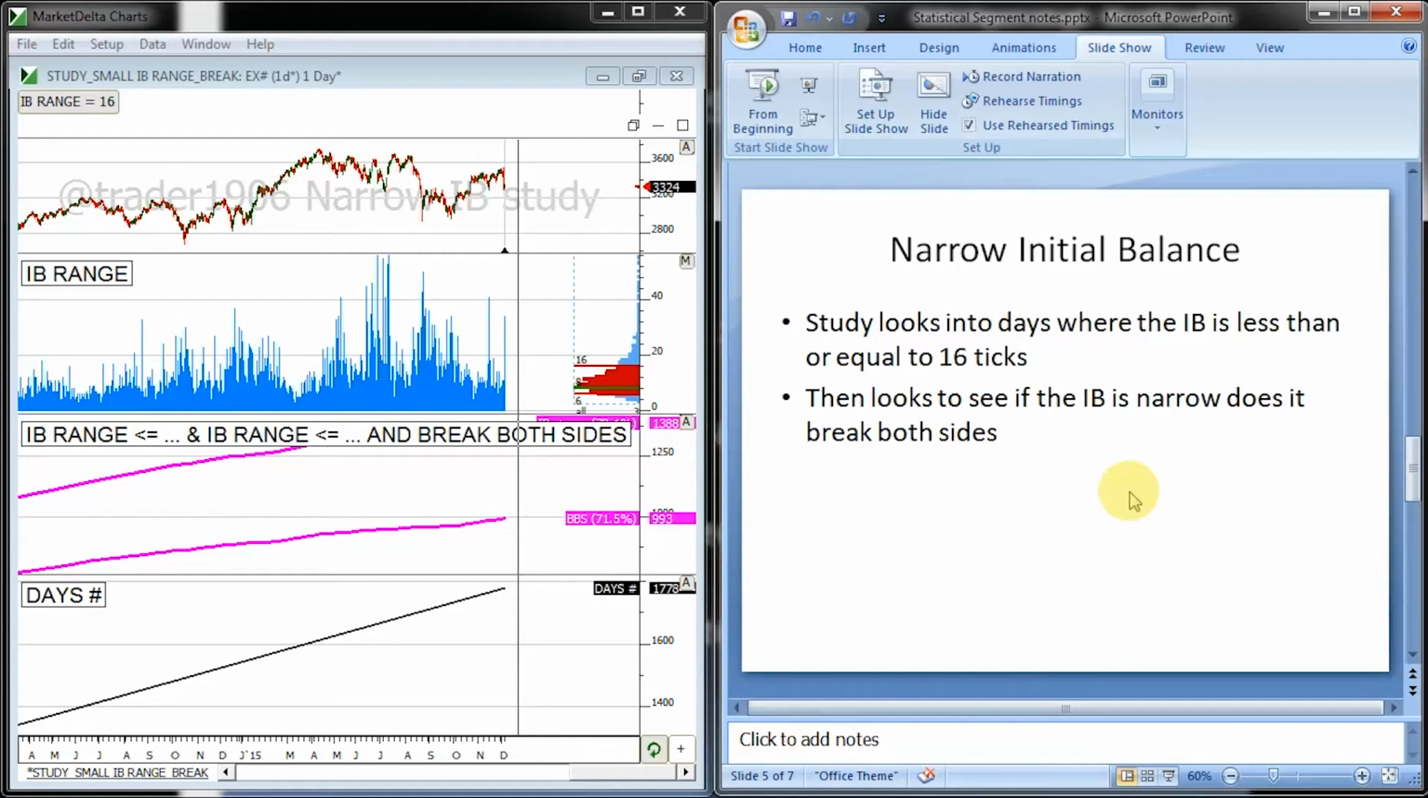So first off, we're going to go over the narrow initial balance study. This study looks into a day when the IB is less than 16 ticks, and this is for the Euro stocks. You can apply this study to any market essentially, and then I look to see whether, if we have a narrow IB, we are going to break both sides of that IB. So I'm going to go over into the delta.